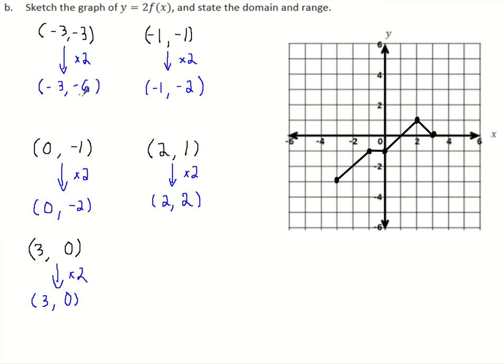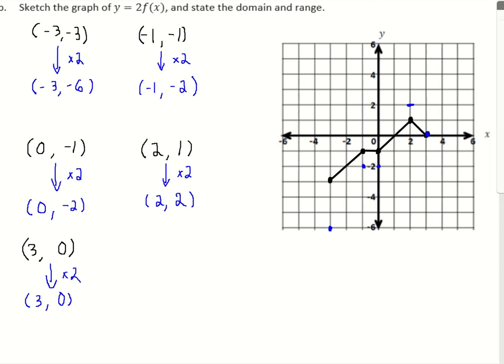So now let's take all of our new points and plot them. -3, -6. -1, -2. 0, -2. 2, 2. And 3, 0. Now that I've got all of those points there, I can plot the sketch of my new function. It's going to look like that.